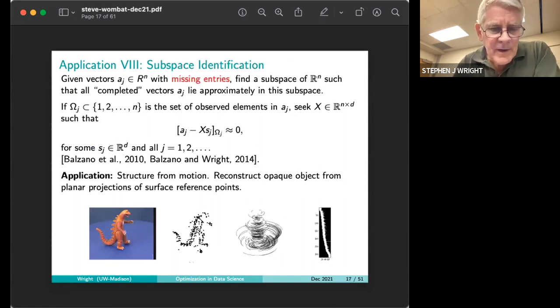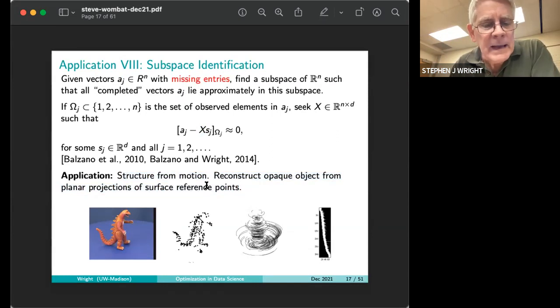Okay, subspace identification. This was something I worked on with Laura Balzano in 2014, 2015. And this is an example of clustering where we've got a bunch of vectors A_j, and we know they all approximately lie in a low dimensional subspace. But the twist is that we don't know all the entries of A_j. There's a bunch of missing entries in A_j. Nevertheless, we're trying to identify a matrix X whose column space is the subspace that all of the A_j approximately lie in. So this has this cool application in structure from motion.